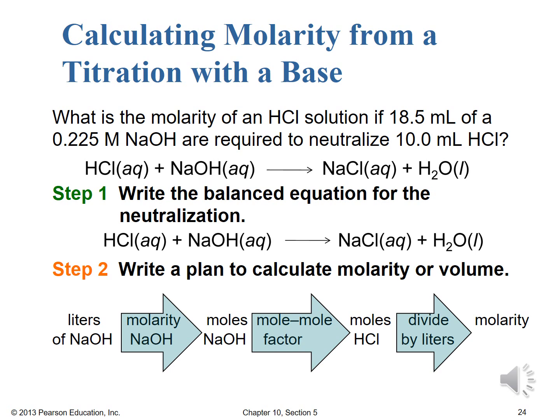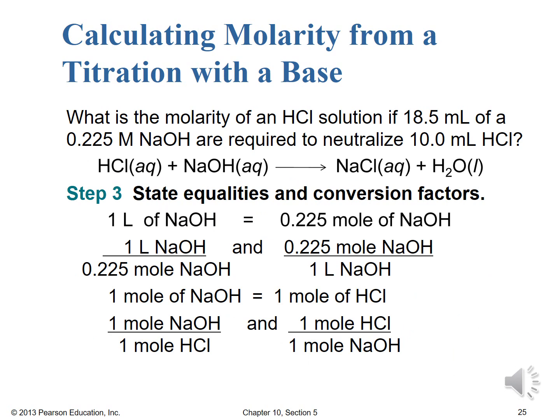So we'll start with liters of NaOH. We'll use the molarity of NaOH in order to get moles of NaOH. Then we'll use the mole-mole factor from the balanced chemical equation to relate moles of NaOH to moles of HCl. Spoiler alert, they're 1-to-1 in this case. Finally, we can divide by the liters of solution, moles per liter, right? So divide the moles of HCl by the liters of HCl, and we find the molarity of that HCl solution.